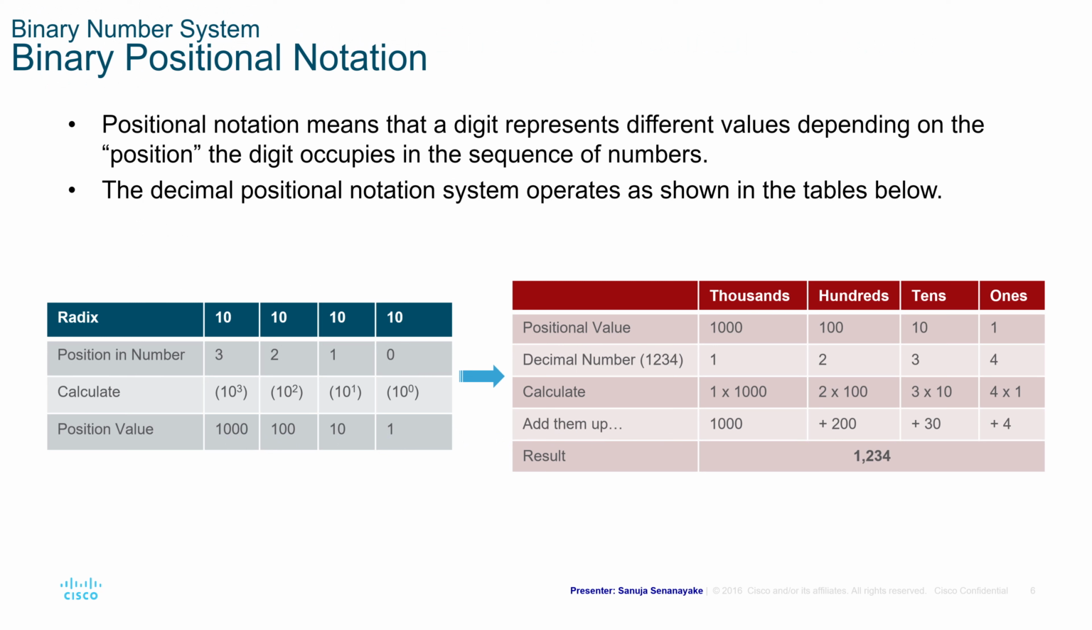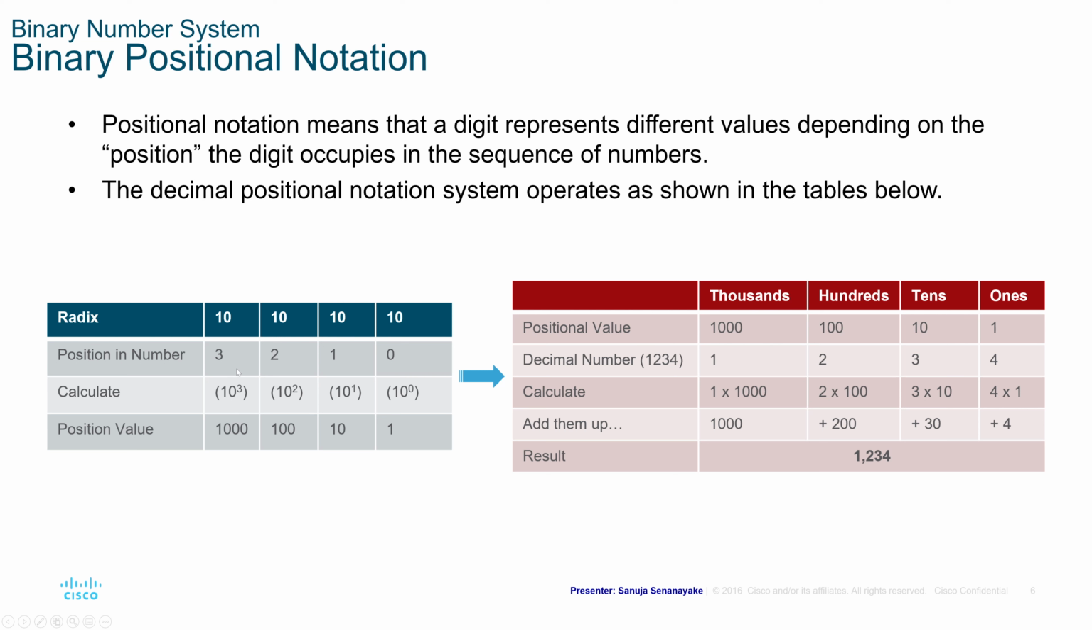The binary positional notation. Positional notation means that a digit represents different values depending on the position the digit occupies in the sequence of numbers. So the decimal positional notation system operates as shown in the tables below. For example, we have the tens at the top, and we have 3, 2, 1, 0. When you go from left to right, the positional number decreases.